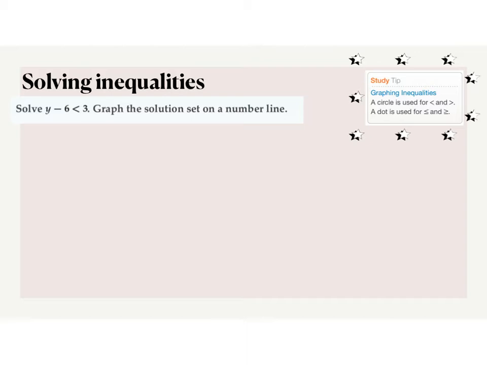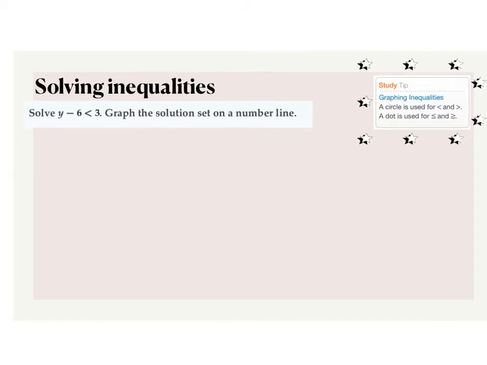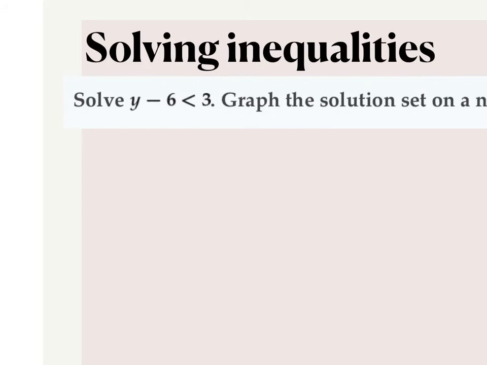All right, so we are going to be solving inequalities and graphing them on a number line. So first we need to solve it. So if this was an equal sign, how would we solve this? Add 6. So even though it is a less than sign, we do the same exact thing. We add 6 to both sides. So our 6's are going to cancel out, and we have y is less than 3 plus 6, which is 9. So y can be any number less than 9.